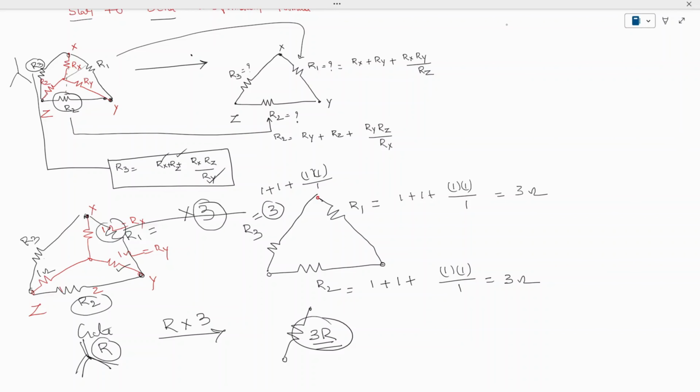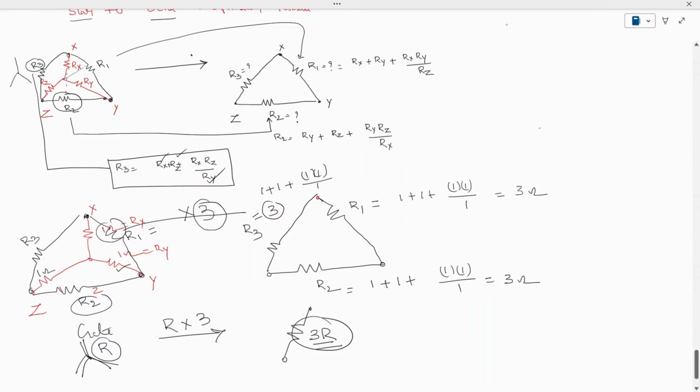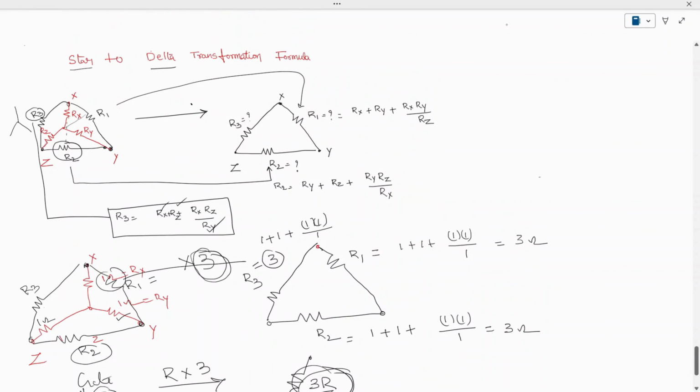So this is the formula you need to understand first, how to convert a given star connection into a delta connection. And just remember, in the conversion of star to delta, if the values are equal, then each branch resistor is how many times? 3R. Hope you have understood the video.